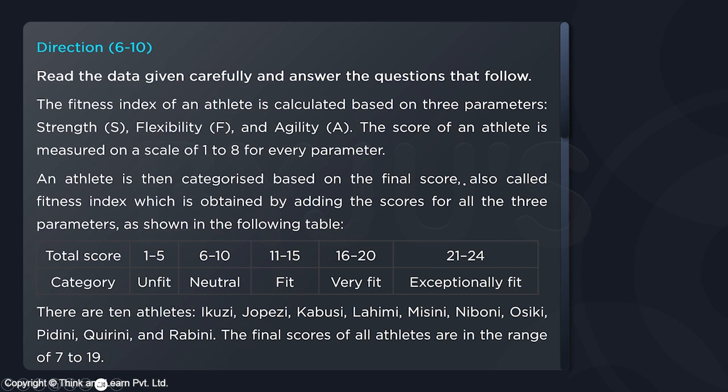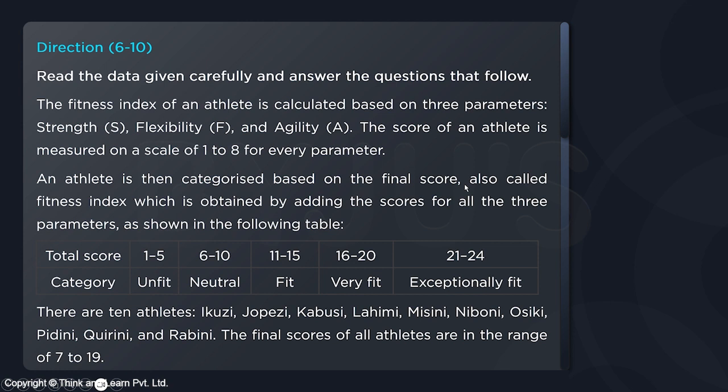So in this set, he says the fitness index of an athlete is calculated based on three parameters: strength, flexibility, and agility. The score of an athlete is measured on a scale of 8 to 10 for every parameter. An athlete is then categorized based on the final score, also called the fitness index, which is obtained by adding the scores for all the three parameters as shown in the table below.